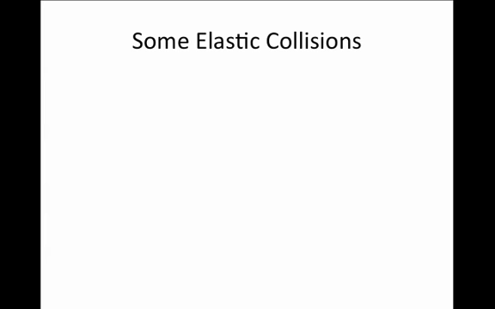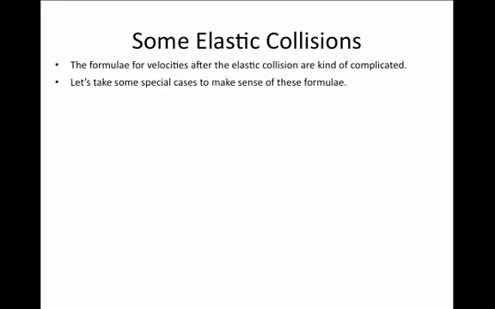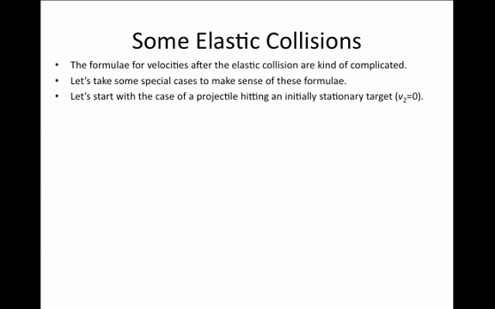So let's look at some elastic collisions. Because the formulae for these velocities after elastic collisions are kind of complicated, we'll take some special cases in order to make some sense of what the formulae mean. Let's try, for example, the case of a projectile particle hitting an initially stationary target. By stationary, we mean that its velocity is initially 0. So let's say that that's particle number 2, that it will have v2 equal to 0.